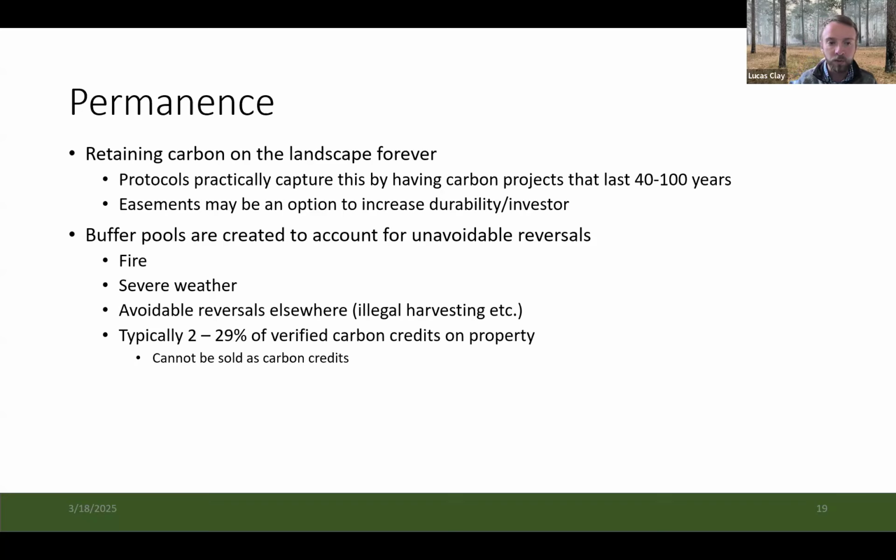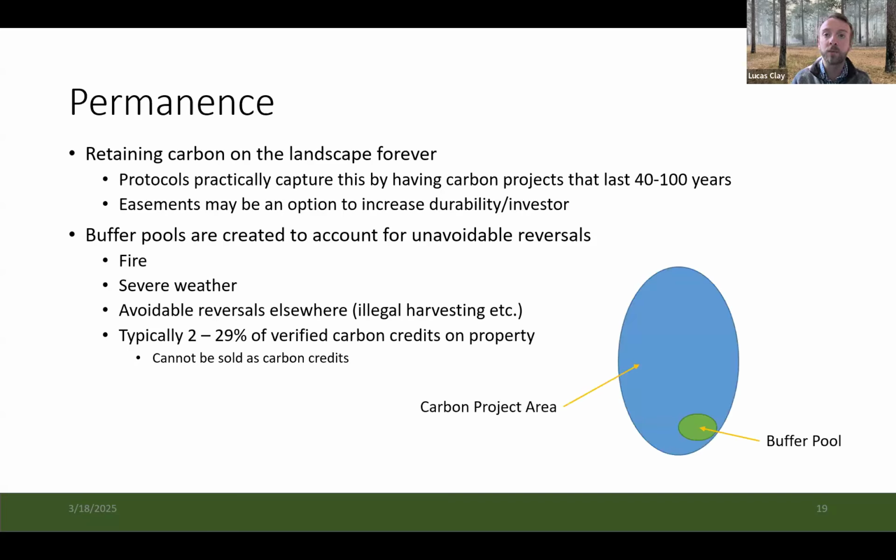The other piece of permanence is buffer pools. So buffer pools are created to account for unavoidable reversals. Unavoidable reversals are defined as things like fire and severe weather or wind. Avoidable reversals can also play into this. So if another carbon project does illegal harvesting, for example, there might be need to pull from a buffer pool. So in this case, it's very much like an insurance protocol. You're removing about 2 to 29% of the verified carbon credits from the property, and then they're not being sold, they're being held in this buffer pool in case they're ever needed in the future.